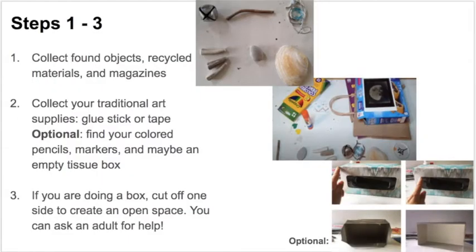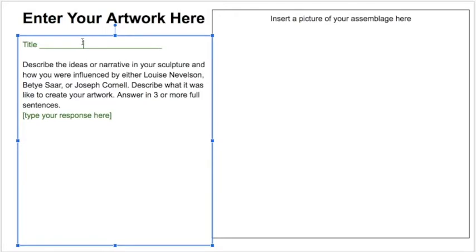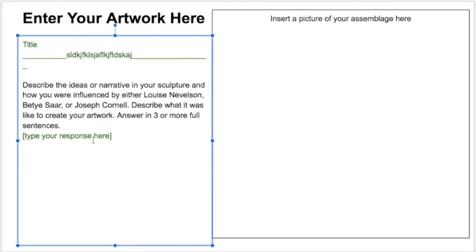Now it's your turn. So follow steps 1 through 6 on slides 11 and 12 to create your own assemblage. Enter a picture of your assemblage on the right of slide 15 and then create a title for your work. Type it in right here.